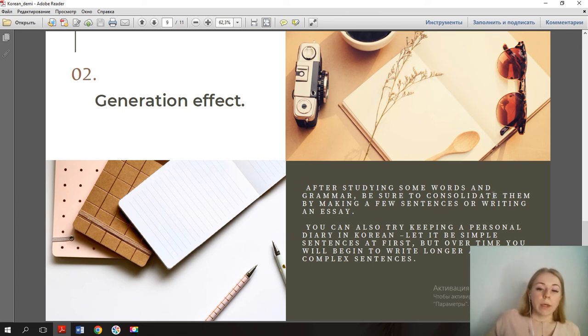Also, you can try keeping a personal diary. In Korean it's more complicated, but it's not about using difficult things. You can use easy grammar and easy words. You can also use words that you learned some days ago. It might help you in studying the words. Believe me.